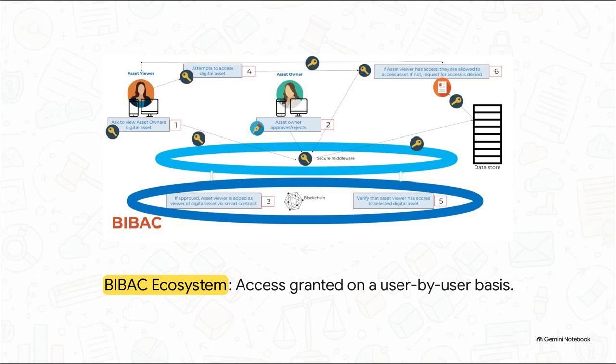To see how this works in practice, let's look at the blockchain identity-based access control, or BIBAC, ecosystem. In this model, access is granted on a strict user-by-user basis. When someone wants to view an asset, the asset owner uses certificate-signed requests to either approve or reject them right through a smart contract. Meaning, the owner completely retains the sovereign right to grant or revoke this selective access at literally any point, and it creates a permanent, fully auditable trail.